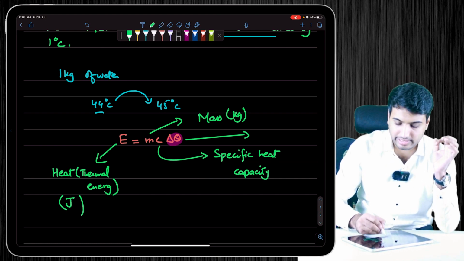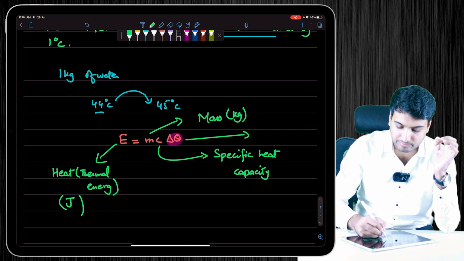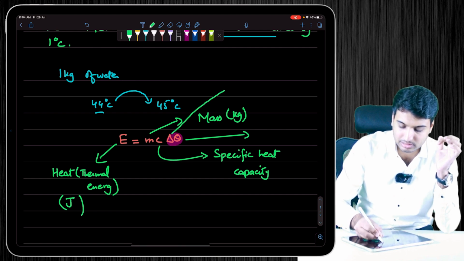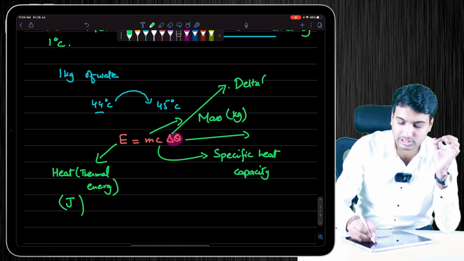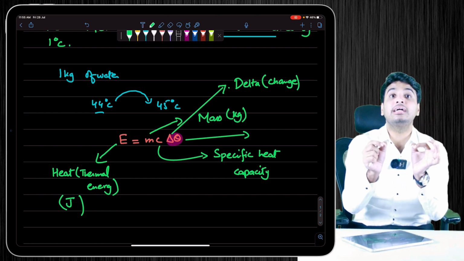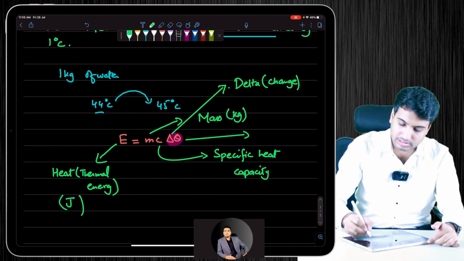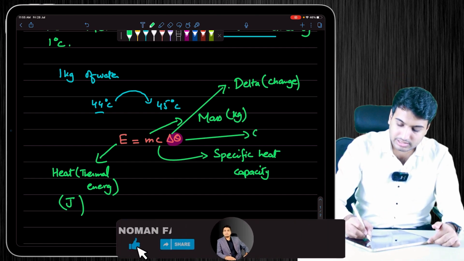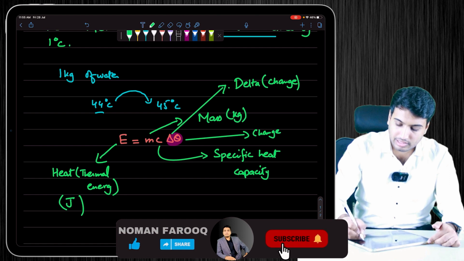This triangle over here means delta. Triangle represents delta. Delta means change. It is used to represent change. So delta theta means change in temperature.